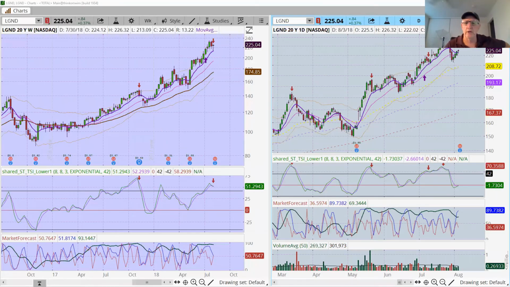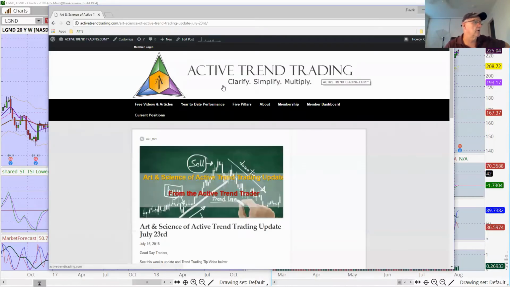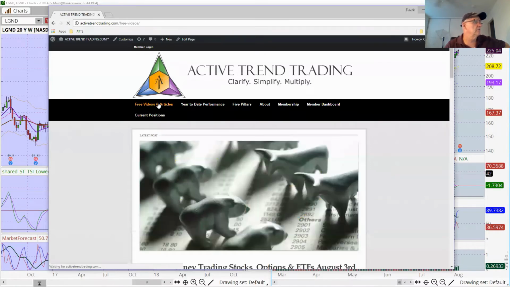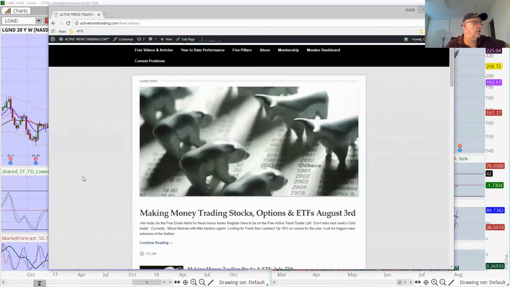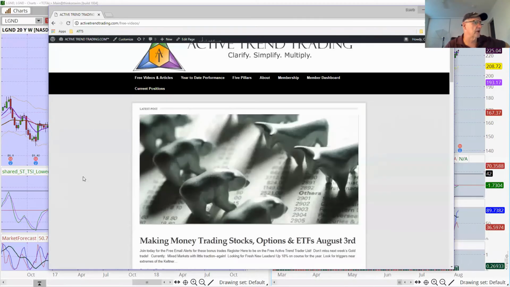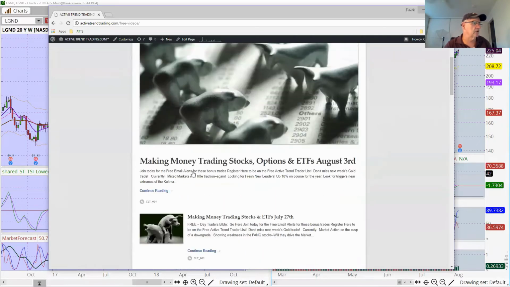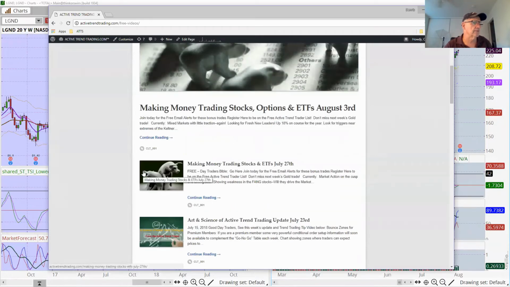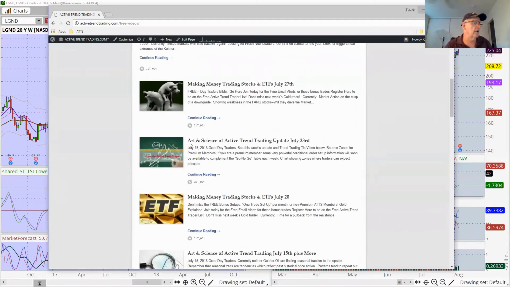I'll show you where it shows up. On the Active Trend Trader trade list, you go here to free videos and articles, and that's where I post the items that I provide for free to active members. Like here's some making money trading stocks, options, and ETFs for Friday, and then the art and science of active trend trading. It shows up here. You just click on that.